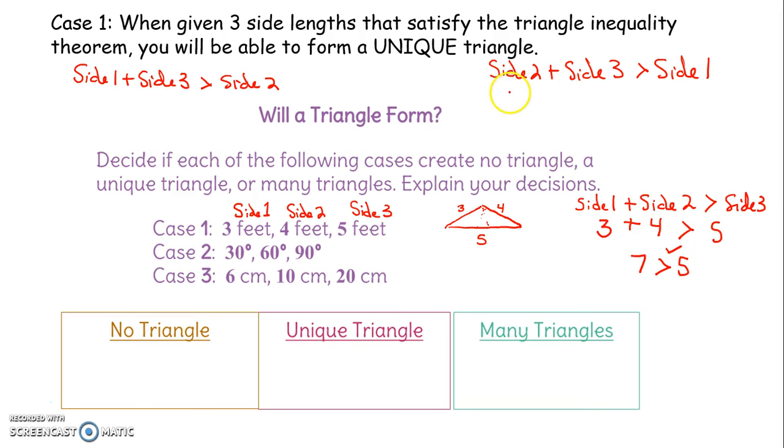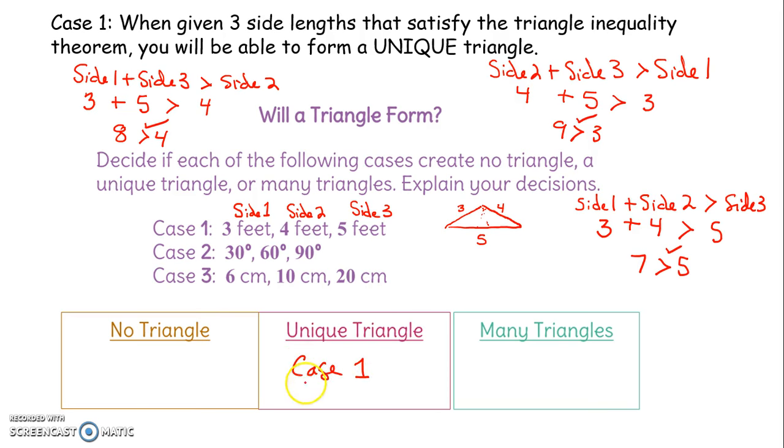As soon as I know the 2 shorter sides added are greater than the longest side, I know I have a triangle, but I'll go through all 3 inequalities just to show you. If I take side 2, which is 4 feet, plus side 3, which is 5 feet, that has to be greater than side 1, which is 3 feet. 4 plus 5 is 9. Is 9 greater than 3? It sure is. That works. And then we'll go back to side 1 plus side 3. So then you have 3 feet plus 5 feet. That sum has to be greater than 4 feet. 3 and 5 is 8. 8 is greater than 4. Boom, it works. So I now know in case 1, I formed a unique triangle.